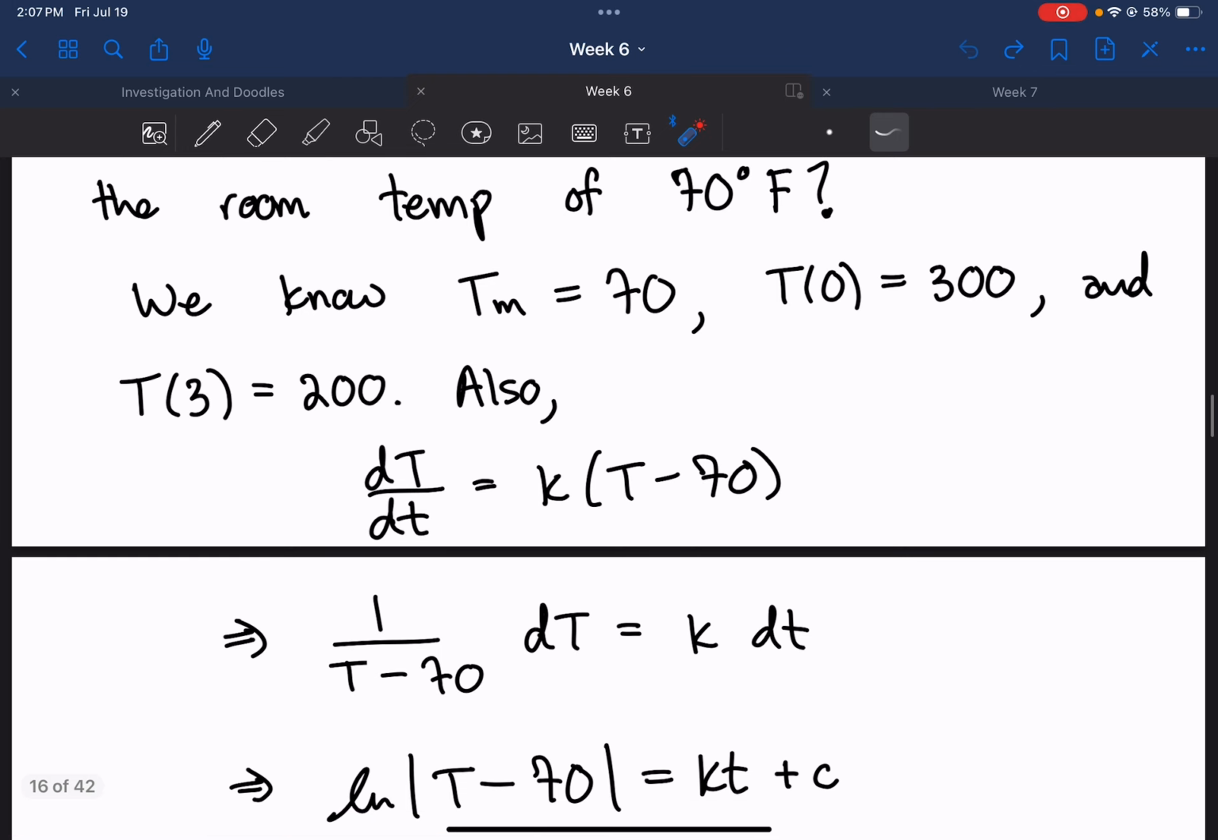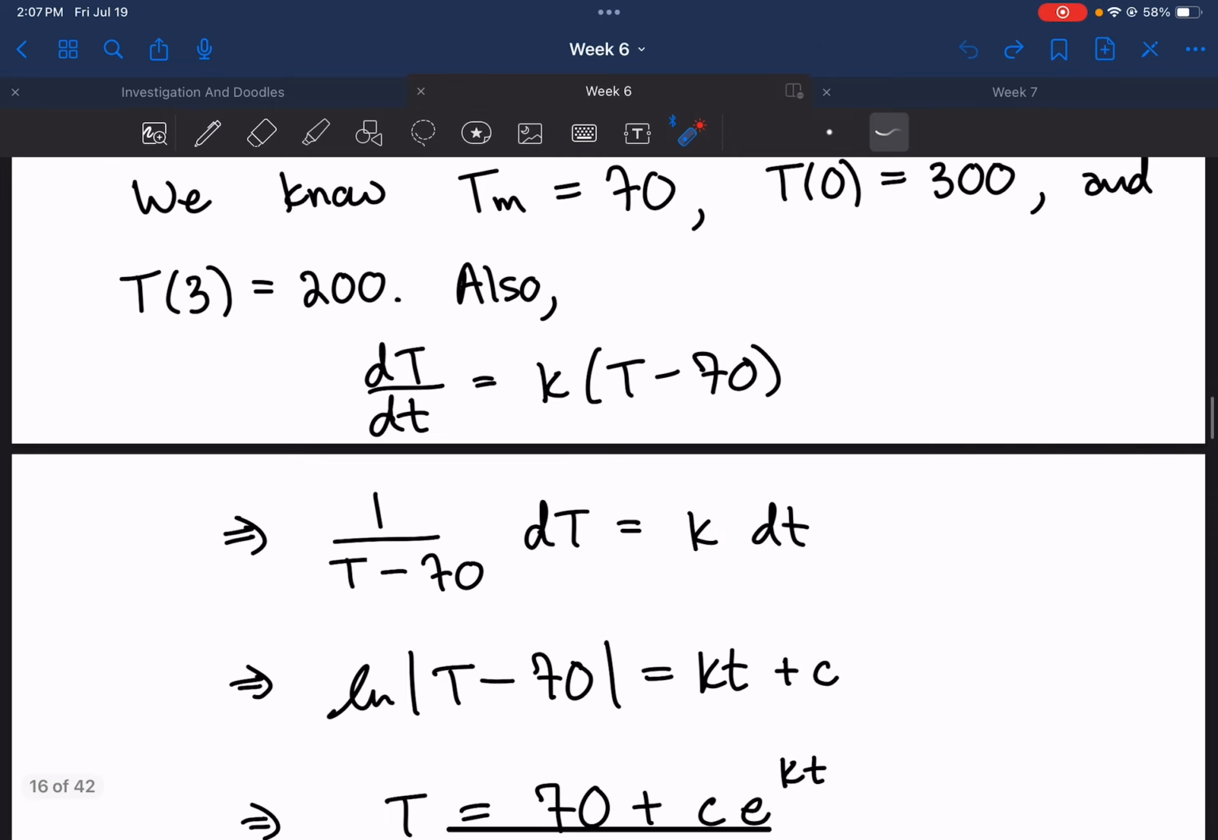This is separable, right? This is the T part, move it over. This is the little t part, move it over. I've got 1 over (T minus 70) dT equals k times dt. I'm going to integrate both sides, right? This will cancel out these things. This is natural log absolute value of T minus 70. And this is the integral of k dt, which is just k times t plus C.